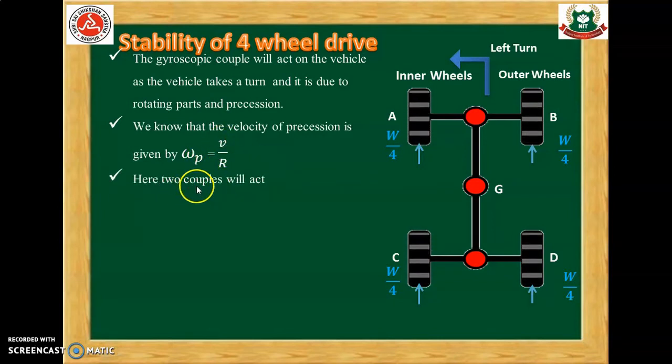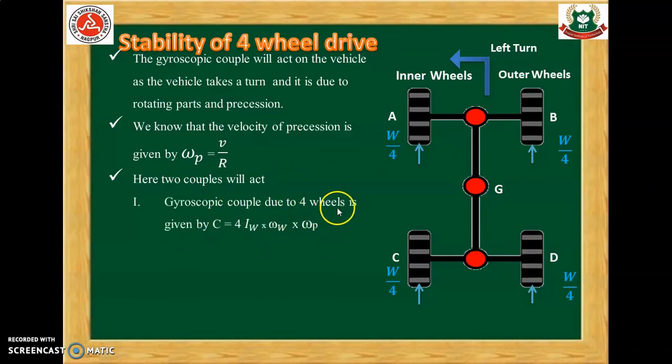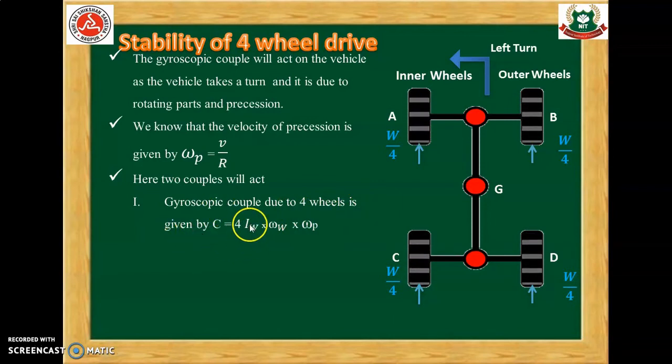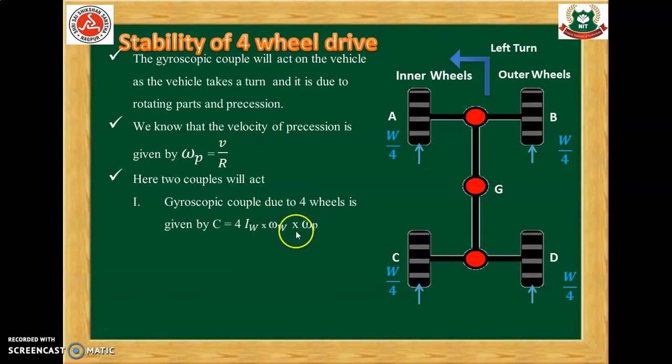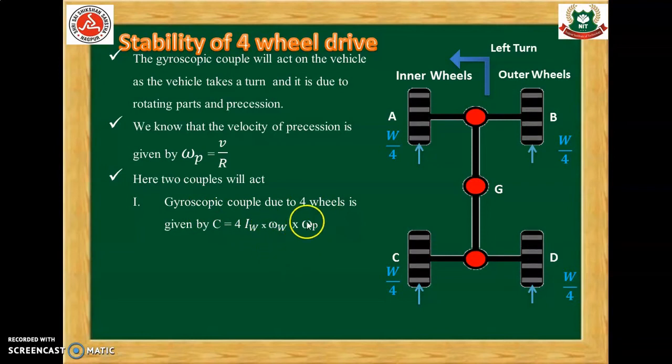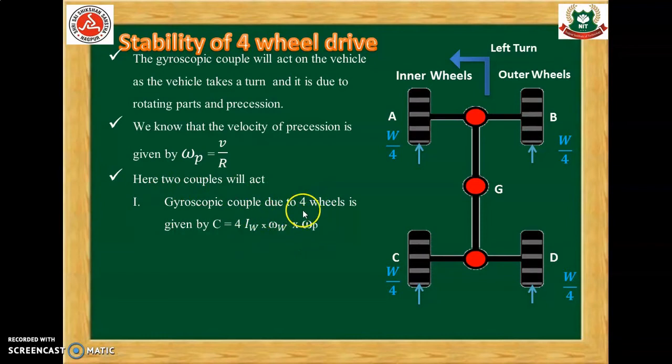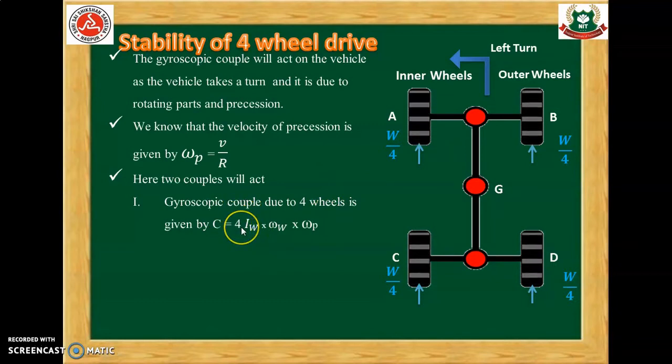Here two couples will act. Number 1, gyroscopic couple due to four wheels, and it is given by C equals 4 times I w multiplied by omega w multiplied by omega p. That is, our basic equation is C equals I into omega p, but here the couple is acting due to the wheels, and the number of wheels is 4. That's why we have multiplied this equation by the value 4.